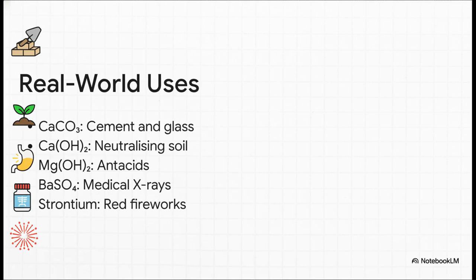But you know, these properties aren't just fascinating lab tricks. They're absolutely vital to modern industry and medicine. That calcium carbonate, it's the foundational building block of the cement and glass in our cities. Calcium hydroxide is spread by the ton to neutralize acidic agricultural soil so our food can actually grow. Magnesium hydroxide, which we just learned is poorly soluble, is perfectly formulated as an antacid, like milk of magnesia, to safely soothe an upset stomach.